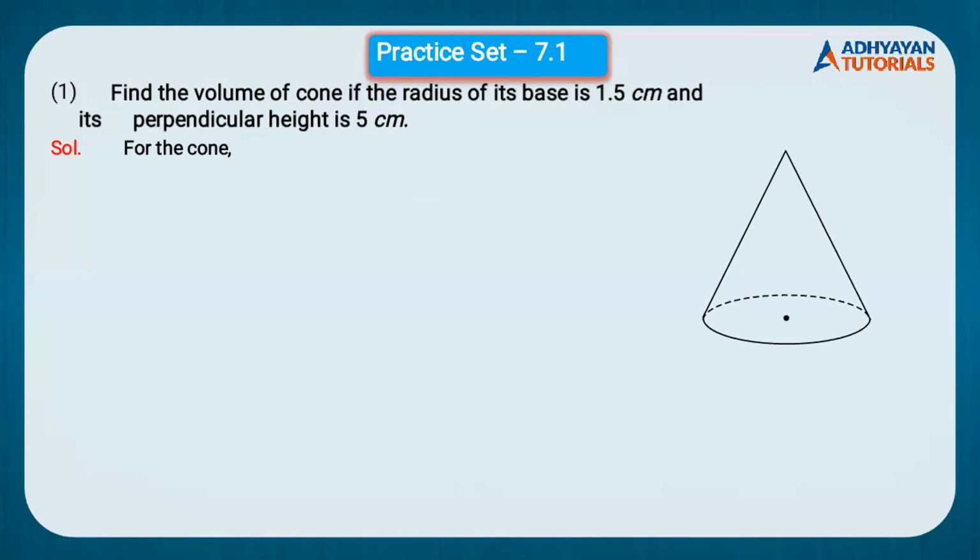How much is the radius of its base given? So for the cone, radius is given 1.5 centimeter. So we'll write down that radius small r is 1.5 centimeter. And perpendicular height, that means h. Perpendicular height is represented as h. So how much is h given? Perfect. So height h is given 5 centimeter.